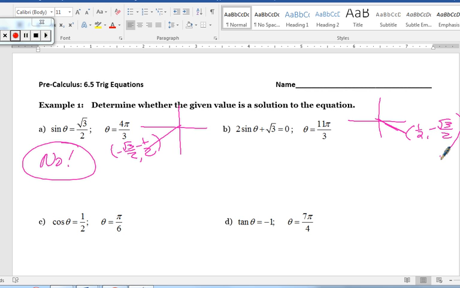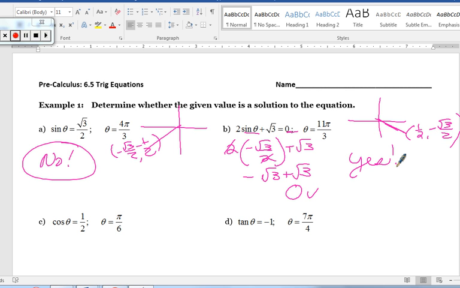We plug that value in for sine. These guys cancel out. We get negative square root of 3 plus square root of 3, which does come to 0. So that is our solution. So our answer here would be yes.